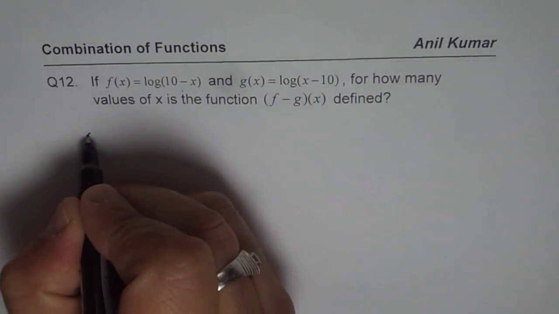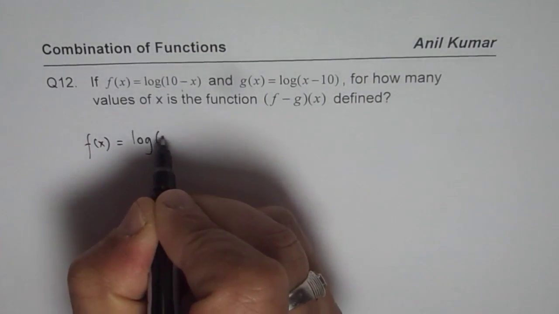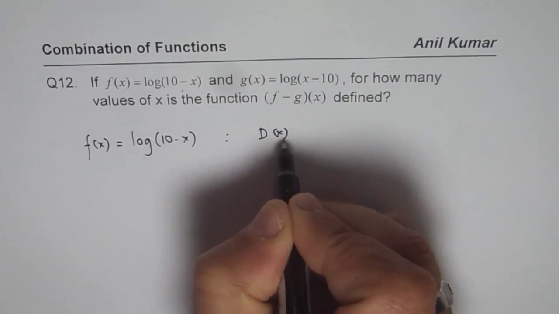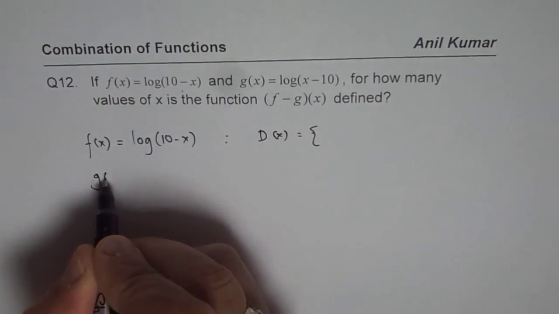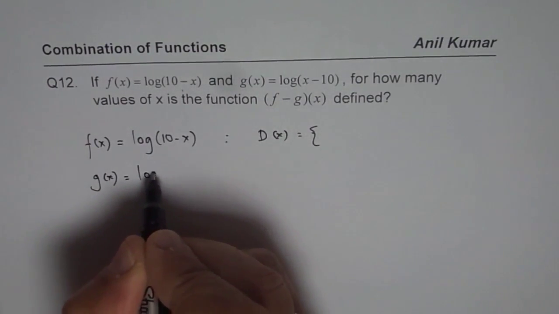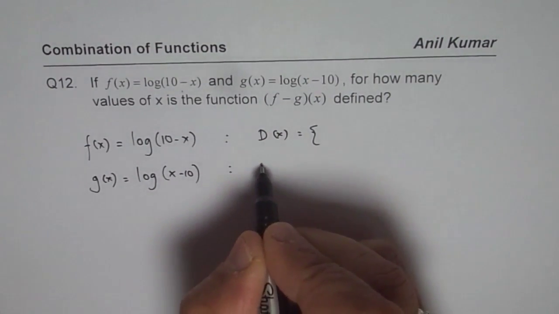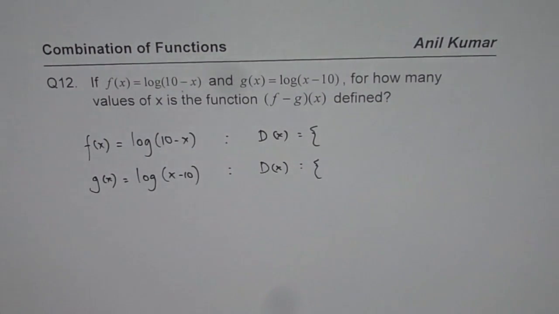So we are given the function f of x equals log of 10 minus x. Now what is the domain here? You should write the domain here, and we are also given the function g of x, which is log of x minus 10. Write down the domain here and then find out what's the common domain.